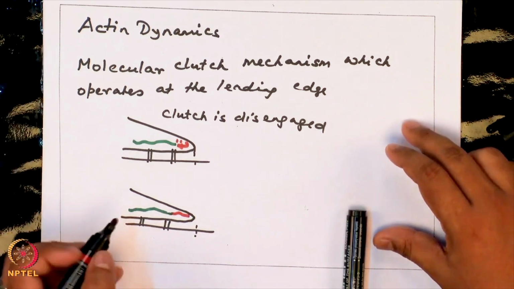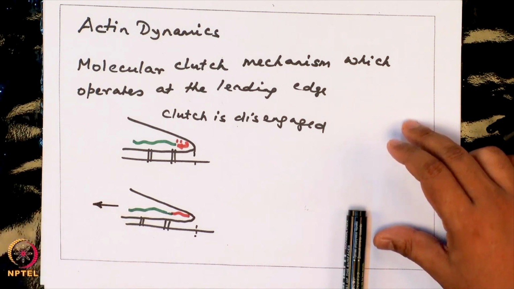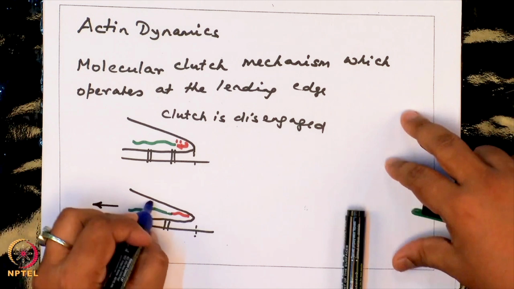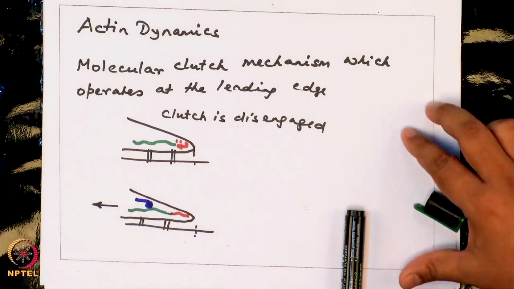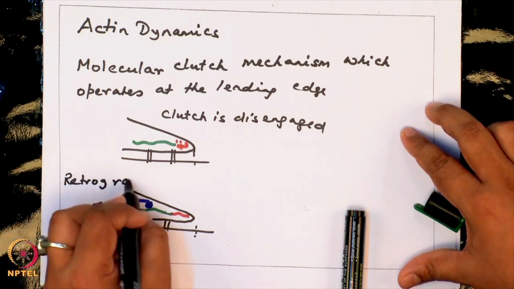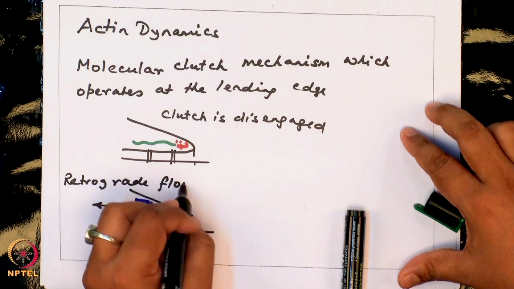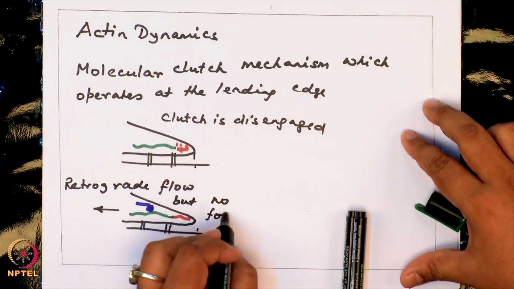Overall you have this backflow, and partly this is mediated by your myosin molecule which pulls on it. So, you will have retrograde flow but no forward movement.